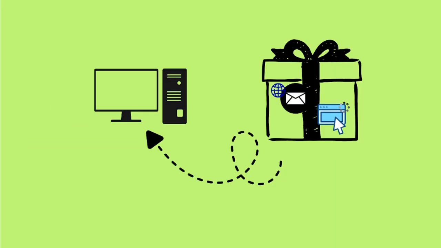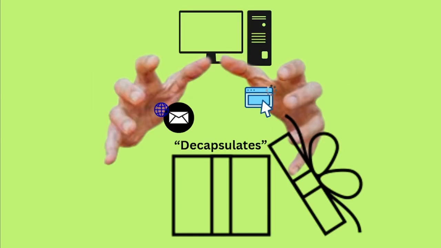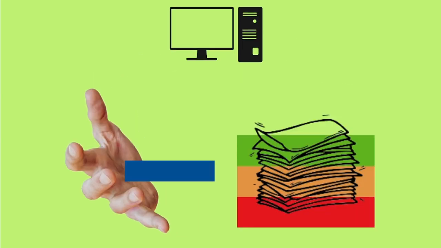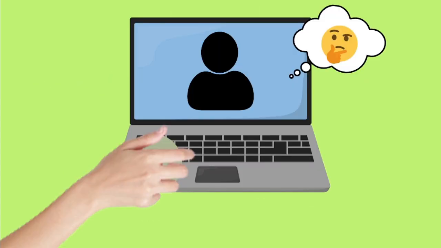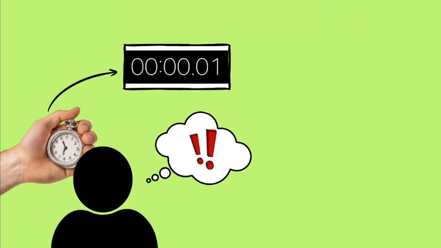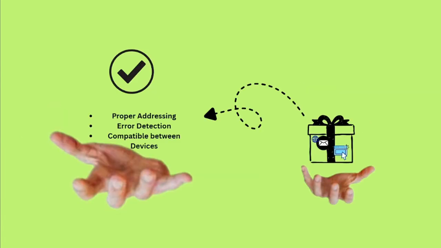When the PC receives the data, the decapsulation happens layer by layer. Each header is removed until the original data reaches the application. This entire process happens in milliseconds, yet it ensures accuracy and reliability. Encapsulation allows proper addressing, error detection, and compatibility between devices. Without it, modern communication over the internet would not be possible.